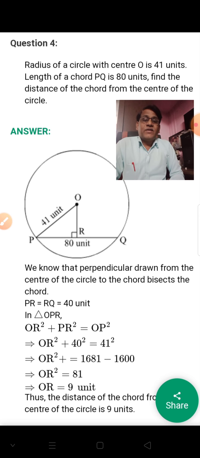Students, see, in this exercise you get the same formulas: one theorem, that the perpendicular drawn from the center to the chord bisects the chord, and the other is the Pythagoras theorem. By using these two theorems you can solve all the questions related to 6.1. So use these two theorems and solve the questions.